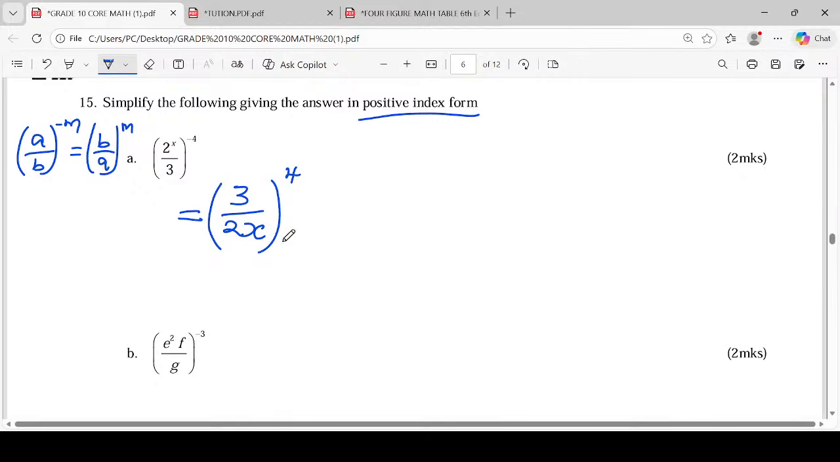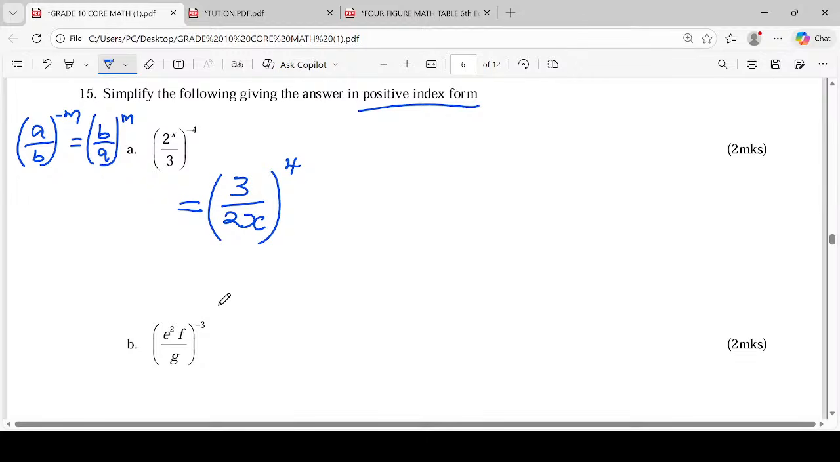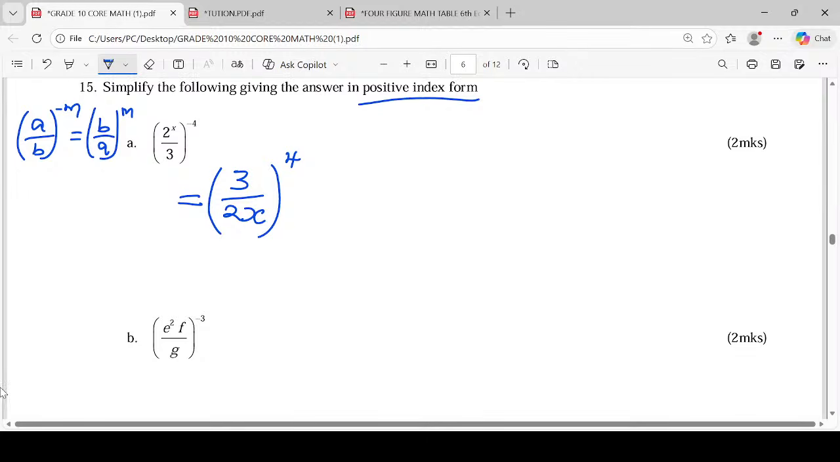Look at part B. The same applies. You interchange the numerator and the denominator such that now we're going to have g all over e squared f, all of this being now raised to power positive 3. That's what is required of you as a learner in that question.